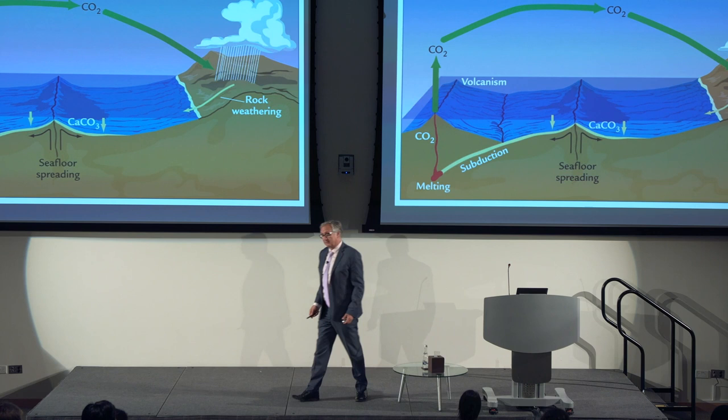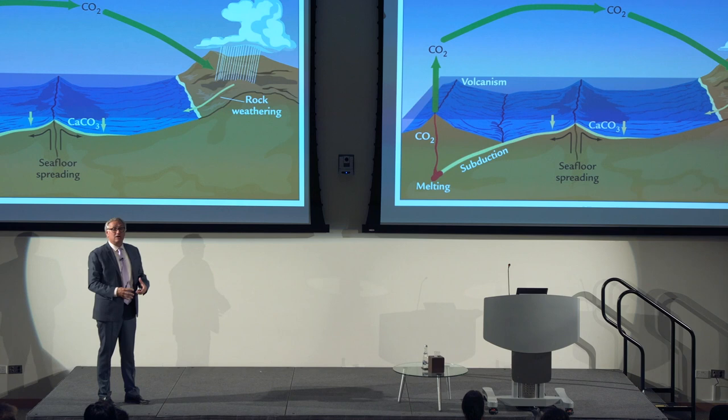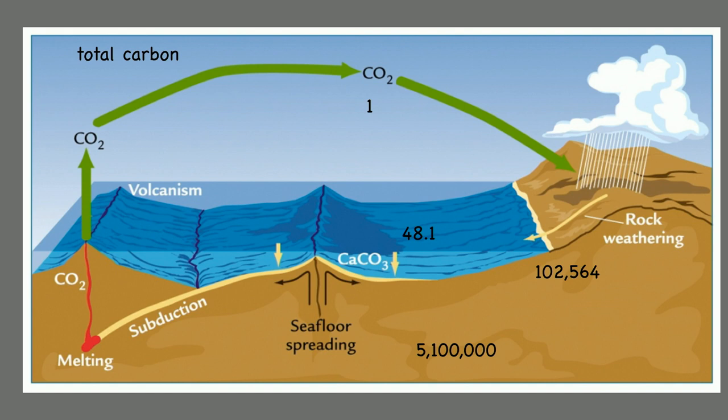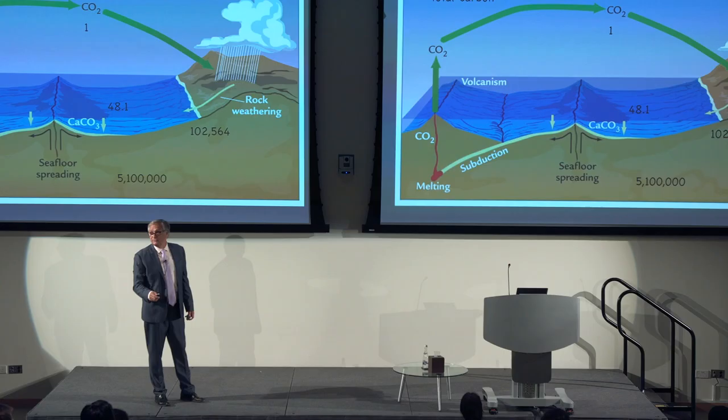Now, the interesting thing about this geological time scale is, let's ask, what's the amount of CO2 in each one of these reservoirs? And I'm going to use just an arbitrary scale. Let's say the total amount of CO2 in the atmosphere is 1. Then the amount of CO2 in the waters is 48. And look what's in the planet Earth, over 5 million. In other words, what's going on in the atmosphere is a 1 part in 5 million effect compared to what's going on subsurface. So here's the good news for all of you.